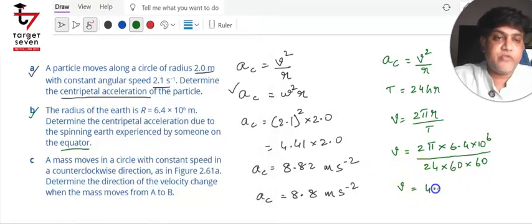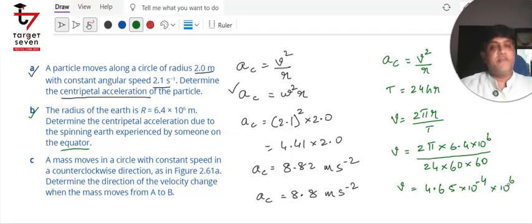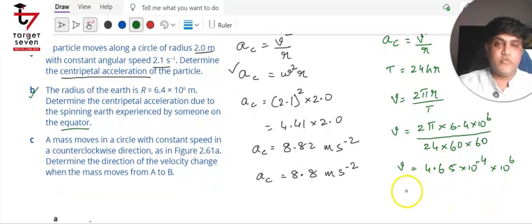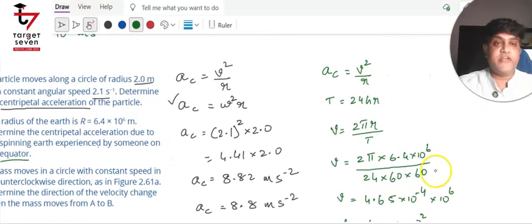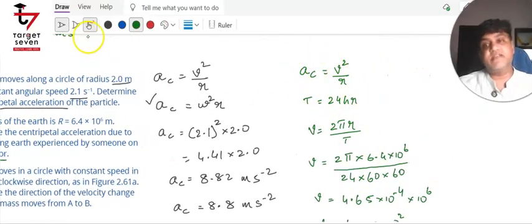4.65 into 10 to the power negative 4, and this will be multiplied further by 10 to the power 6. Remember, while we were substituting the values in the calculator, we did not consider 10 to the power 6. So the linear speed would therefore be 4.65 into 10 to the power 2, which can be written as 465 meters per second.